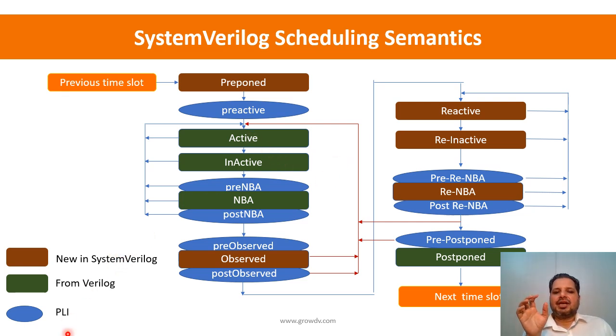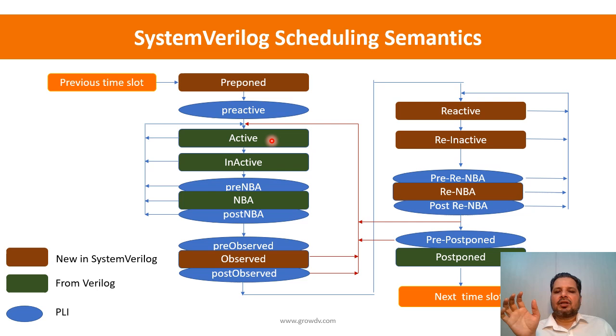So we have these 3 levels of division anyway, and we know the active, inactive, NBA and postponed regions, right? What is the purpose of these? In the active region, we had all blocking statements executing, and then the RHS of the non-blocking assignments getting evaluated. This is an important point. And in the NBA, whatever we had evaluated on the RHS of the non-blocking assignments in the active region gets assigned to the LHS. That's what happens, right? And of course, in the postponed region, we are doing the $strobe and the displays. So that is what is happening with respect to Verilog.